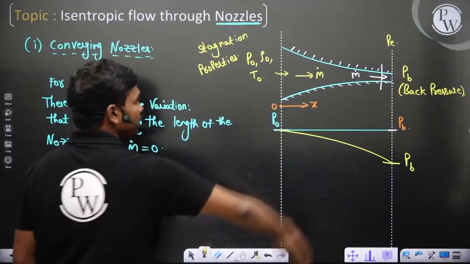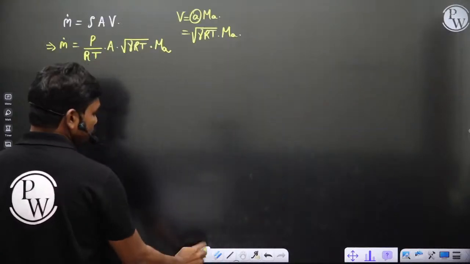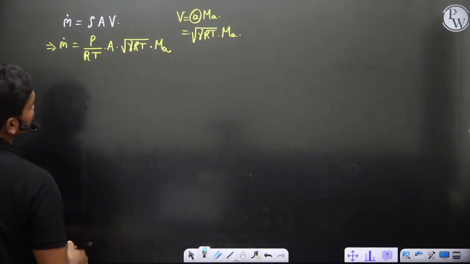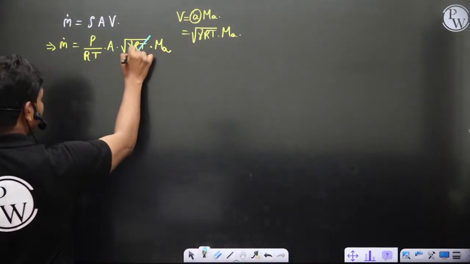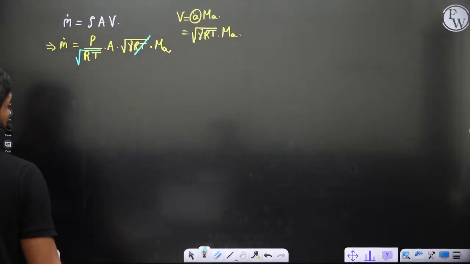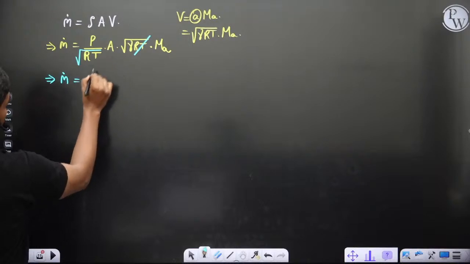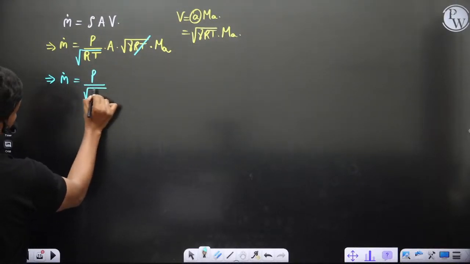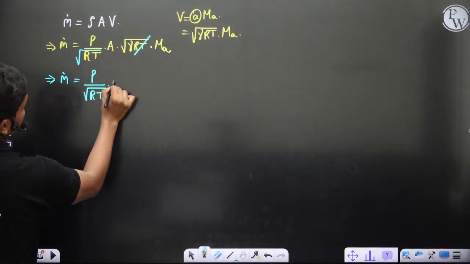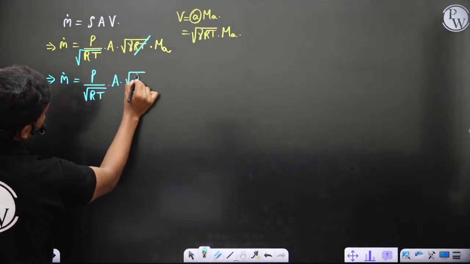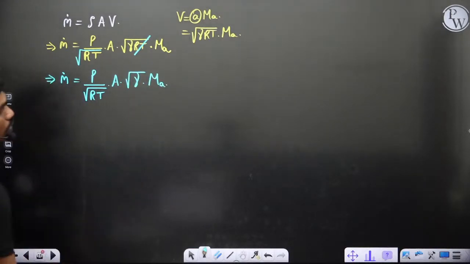So at this particular point you have the Mach number. Now, simplifying, we have m dot equal to P by square root of RT, into area, into square root of gamma times Mach number. So this is the mass flow rate.